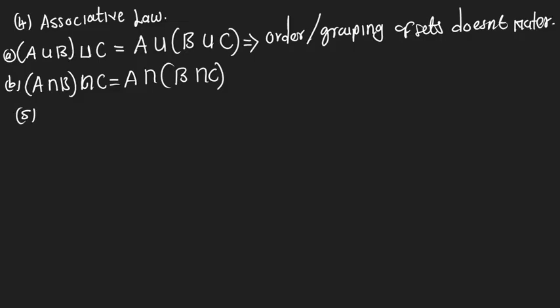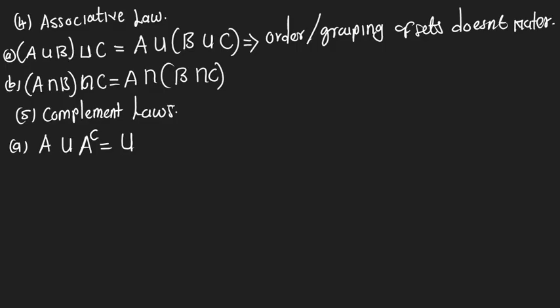We'll go to the fifth one. Complement laws. Now, for complement laws, which are very important in this case, if you've got a set A and that set is uniting with the complement of itself, then what you're going to get is the universal set. Okay? A uniting with the complement of itself gives you the universal set.